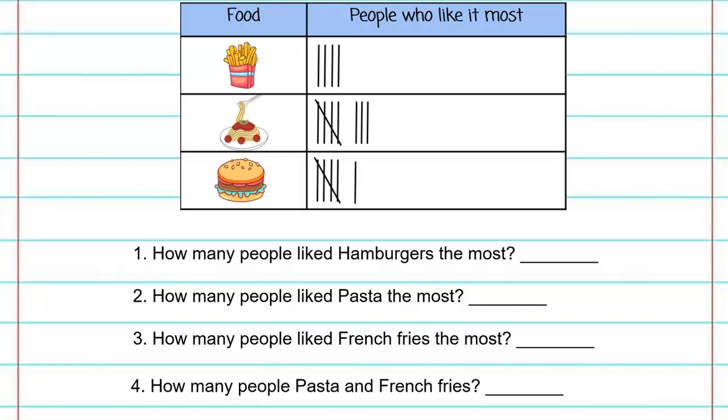And then I also included a little bit of a harder question. How many people liked pasta and French fries? So that they have to combine both of those. So that's also then including that addition skill that we have practiced before.